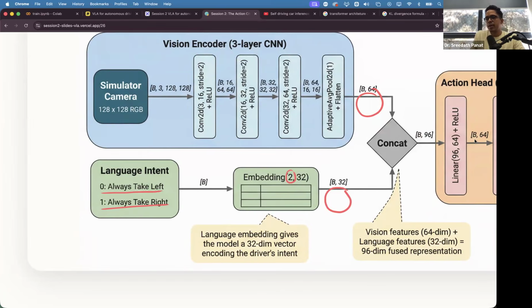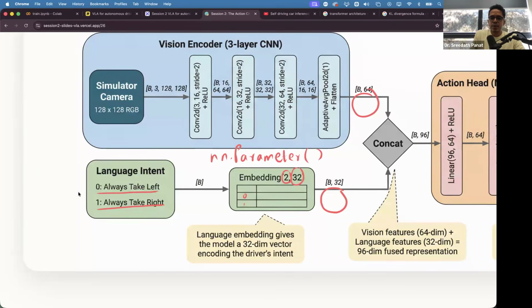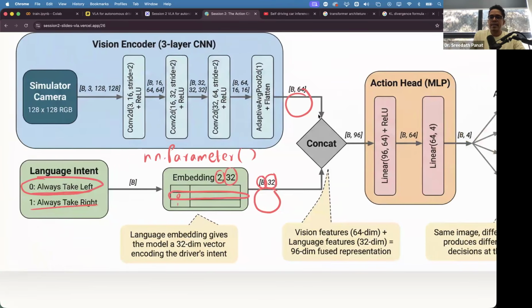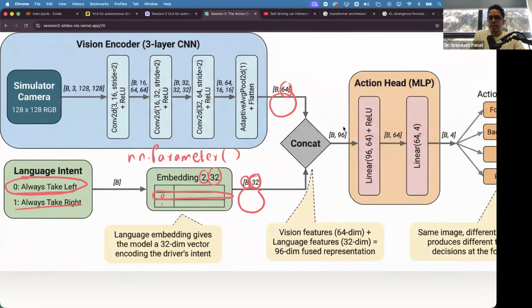Why are there 2 items? Because there are only 2 language intents. Item number 0 and item number 1. Each of these will be 32-dimensional, and this will be a learnable parameter, learned through nn.Parameter. Then depending on which language intent you input, if the language intent is 0, you will be picking the 32-dimensional vector corresponding to 0. So now it will be a 32-dimensional vector and the batch dimension is also there. And then these two are concatenated. So 64 plus 32 will become a 96-dimensional vector and batch size B is there.